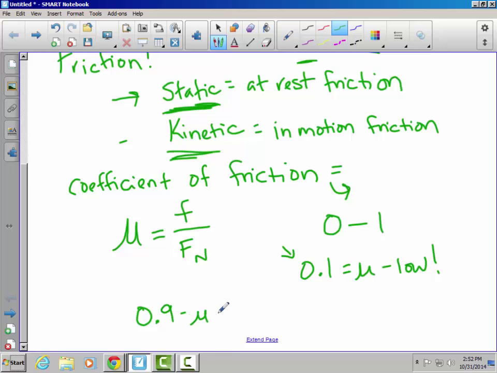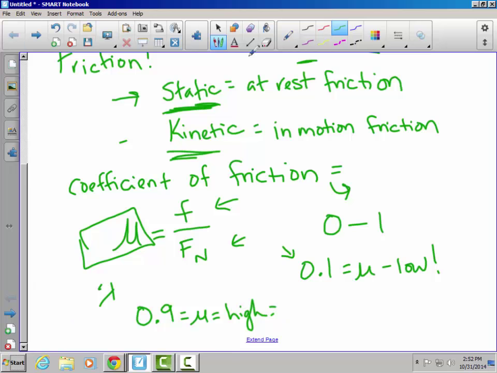And this might be, for example, tennis shoes on carpet or something where you're going to have a lot of friction present. You're going to have a high coefficient of friction. So there's no units for your coefficient of friction. It's just a ratio between the amount of friction present and the normal force acting on the object. So let's do a couple of examples using F equals ma and this new idea of friction.